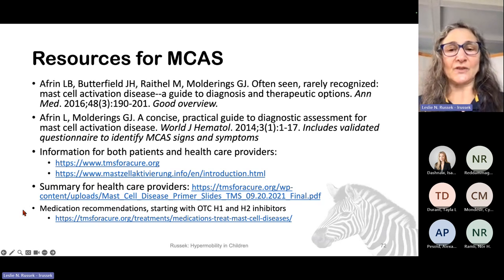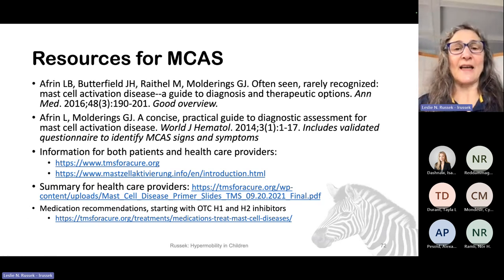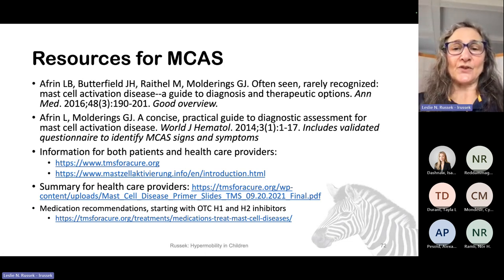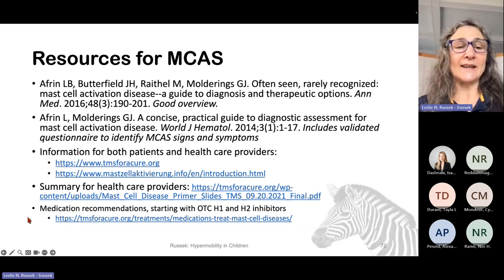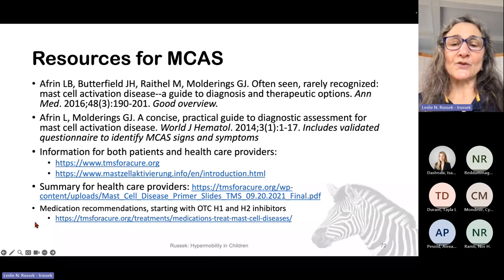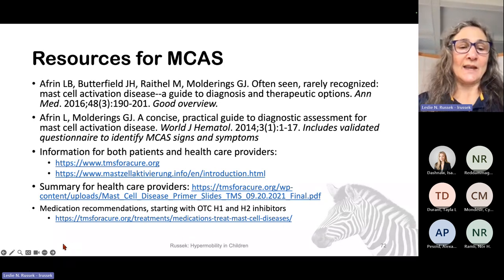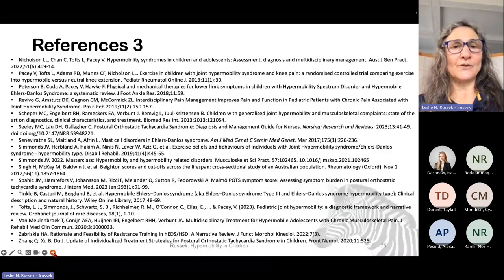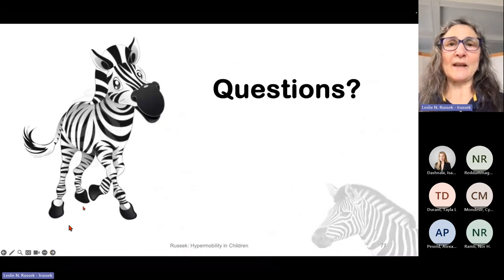We don't have any allergists up here who manage mast cell activation. So the primary care providers are the ones who really need to do this, at least the first steps that involve the over-the-counter medications. And there's a good guide here for how to start with H1 and H2 inhibitors. And I've got loads and loads of references. And thank you very much. And now I'm open for questions.